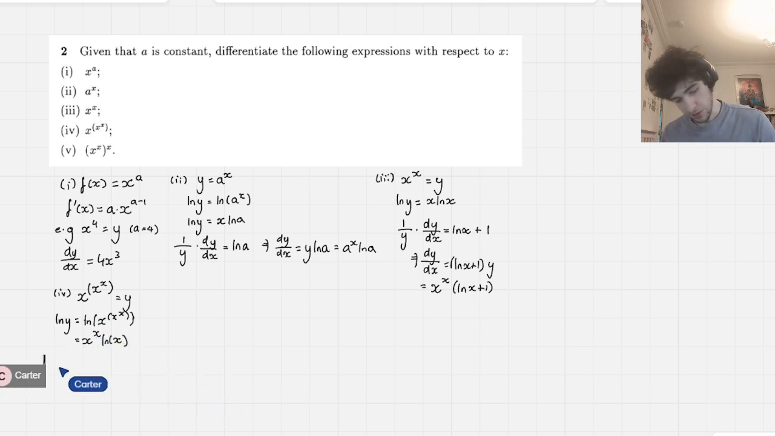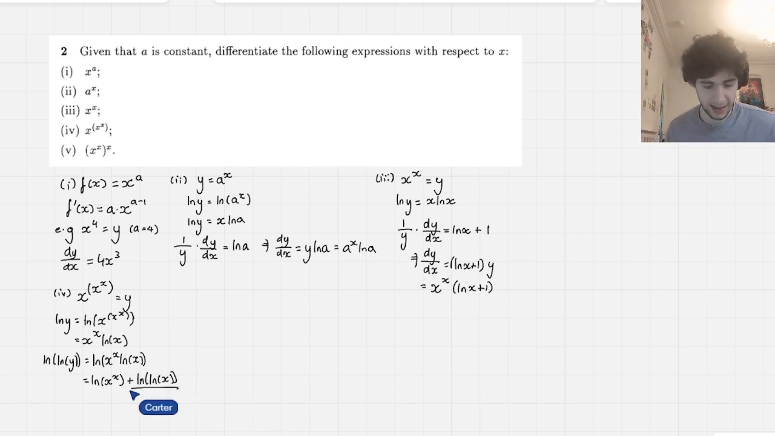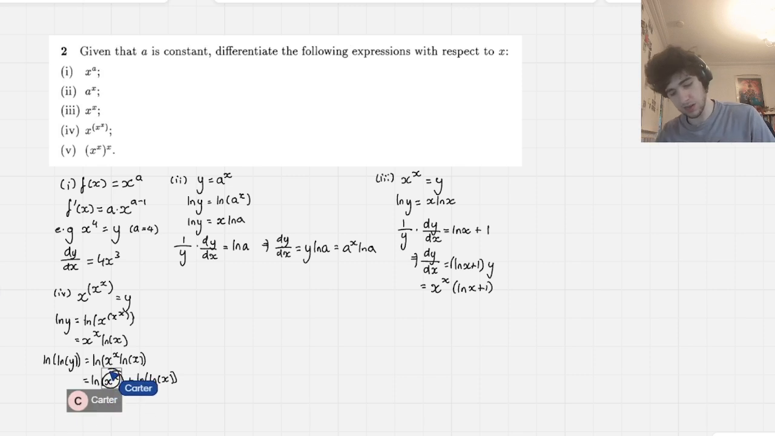So now I can ln both sides again, so I get ln of y is equal to ln of x to the x, ln x, which you can split up to be equal to ln of x to the x add ln of x. So make sure you don't forget about that ln of x, because you might accidentally split up and just forget about it. You might write plus ln of x, right? But no, it does have to be ln of x, because you multiply both the things that are inside here and put them into one log, so it does have to be ln of x.